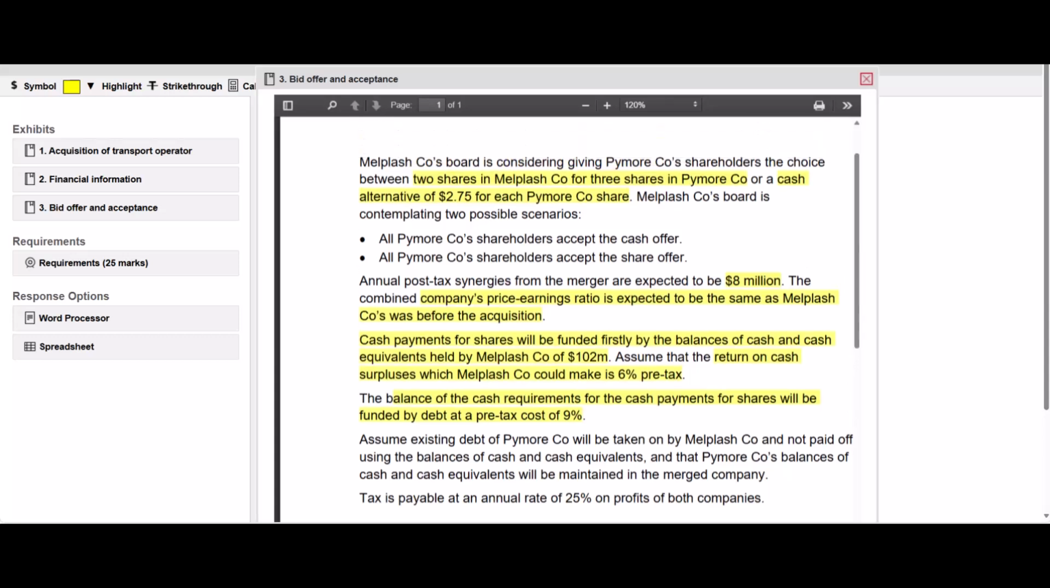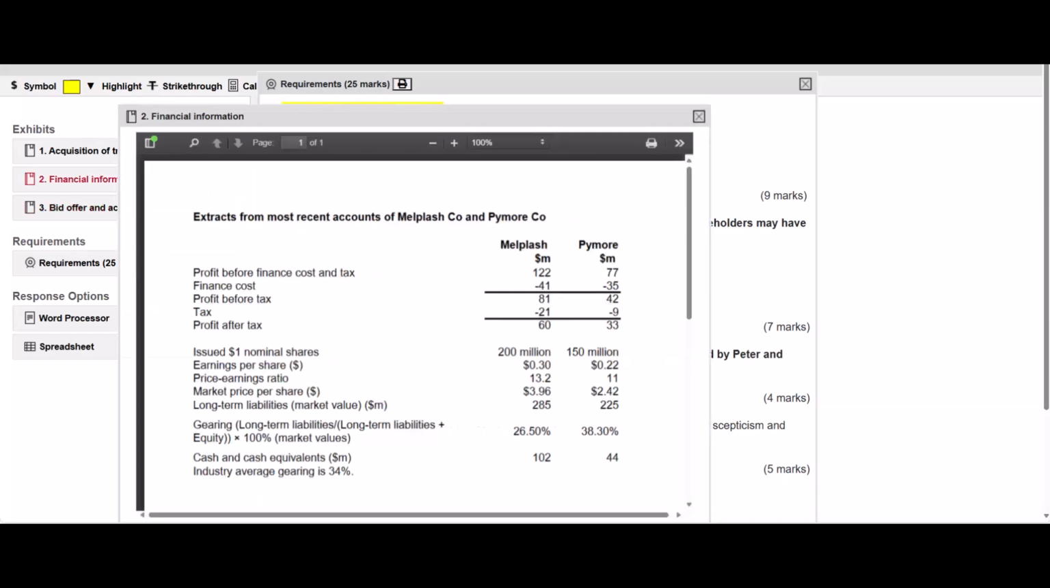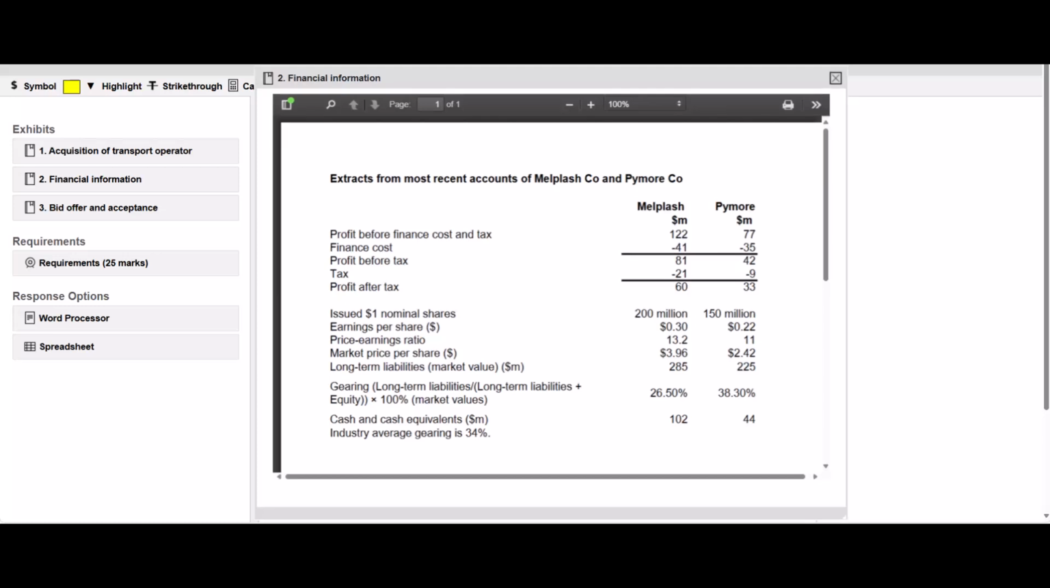Again, lots of instinct in this one. Lots of thinking, right, what makes sense? We need to work out the funding required and then impact on earnings per share, etc. We need to use all of this Exhibit 2 information as well. So they're giving us Melplash and Piemore's information in there. So we're going to need to use quite a lot of that. And it gives us their current earnings per share and their current gearing, which is great.